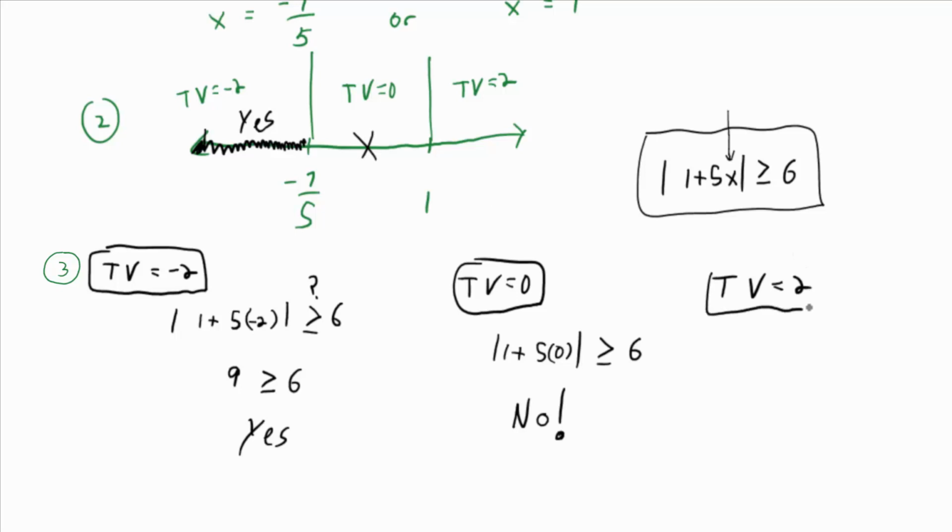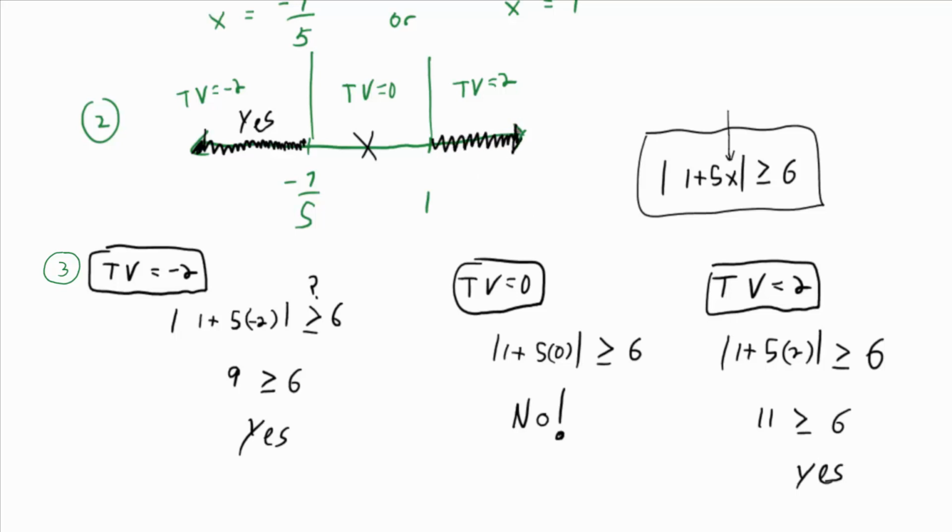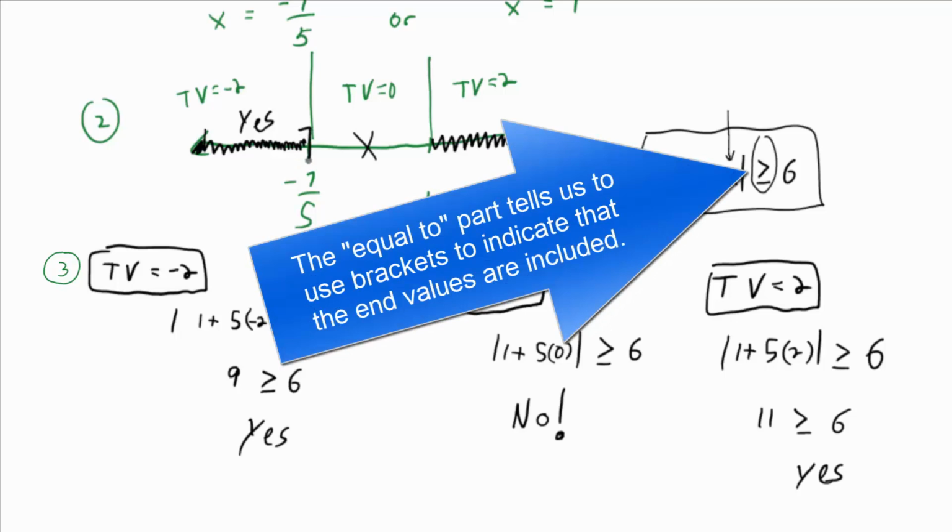Test value of 2. Yes or no? Is 1 plus 5 times 2 greater than or equal to 6? Yeah, well, what is it? It's 11. 11 is greater than or equal to 6. Yes. So you would shade to the right of that critical value of 1 from where you got 2. What happens at the endpoints? Are they included? Yes. It's a greater than or equal to, so you're going to use brackets.